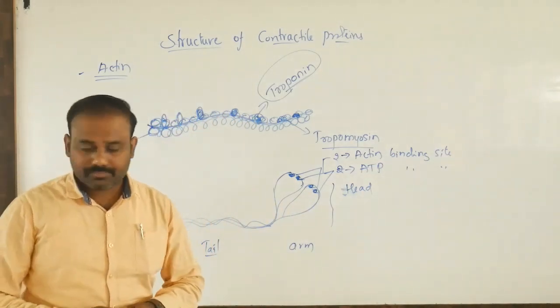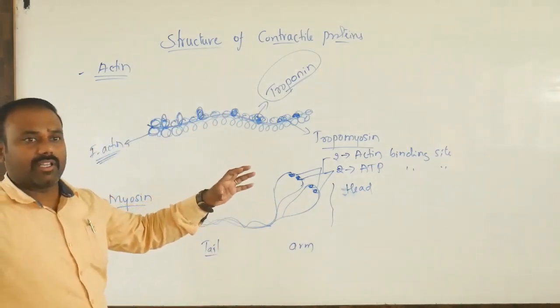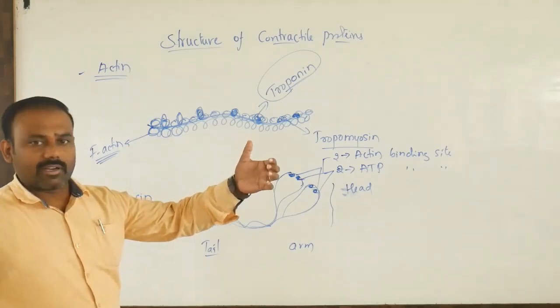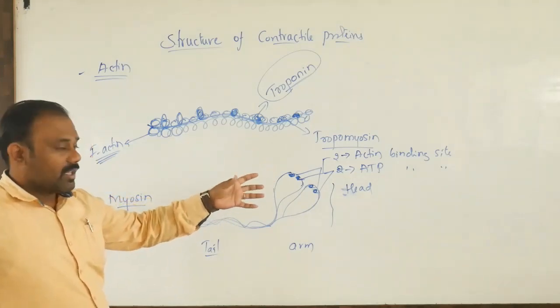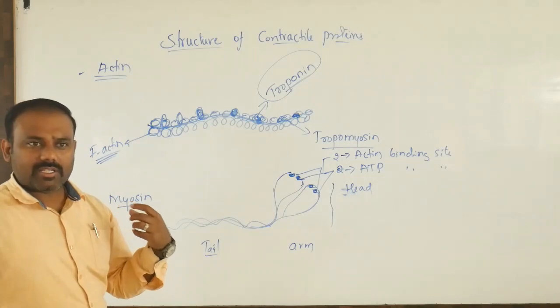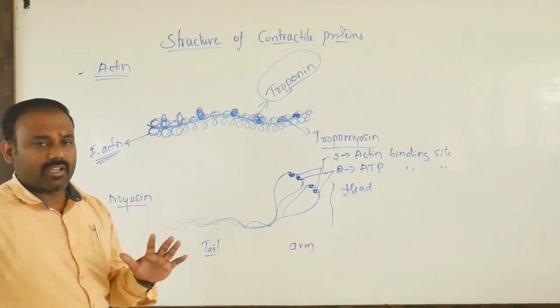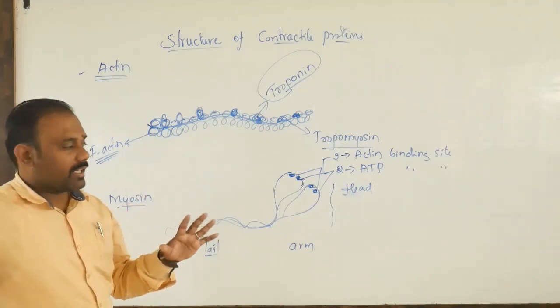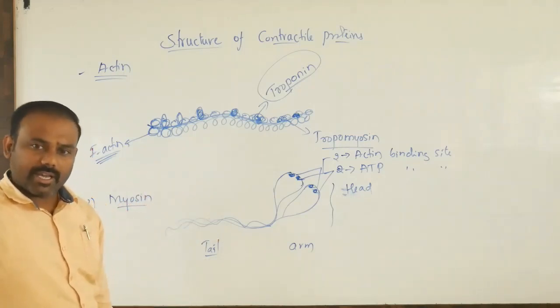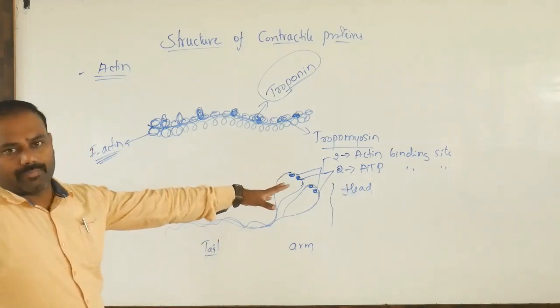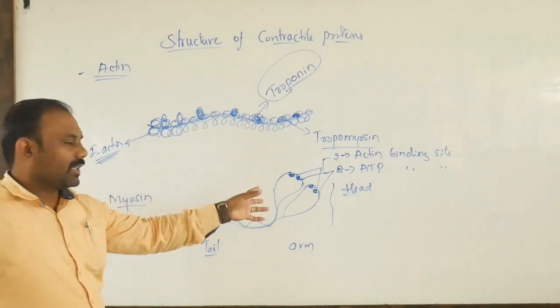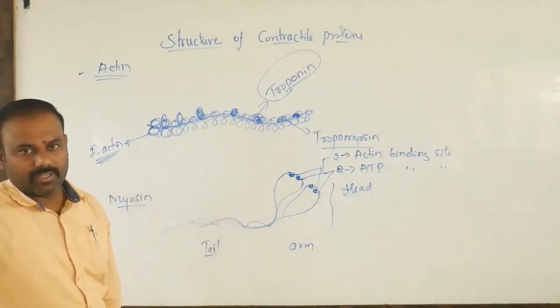Why? Because during the sliding filament theory, or during contraction and relaxation, regularly or continuously they are going to use ATP molecules. Do remember, it's the most important thing. Hence, we need ATP. So that ATP is going to bind to the head part of the myosin.